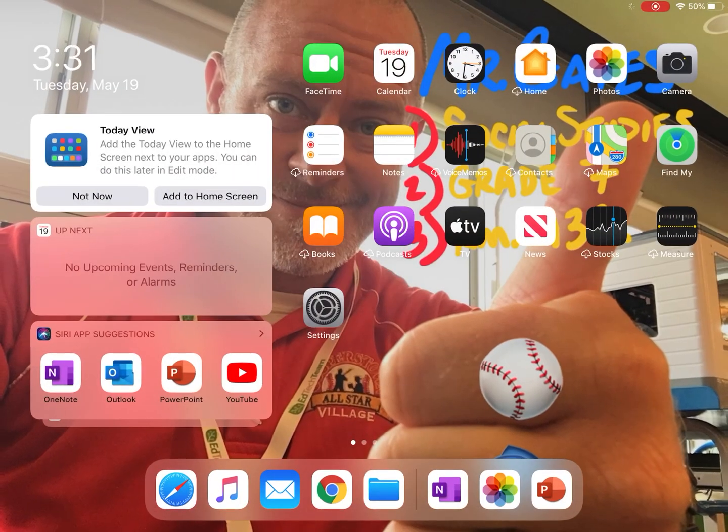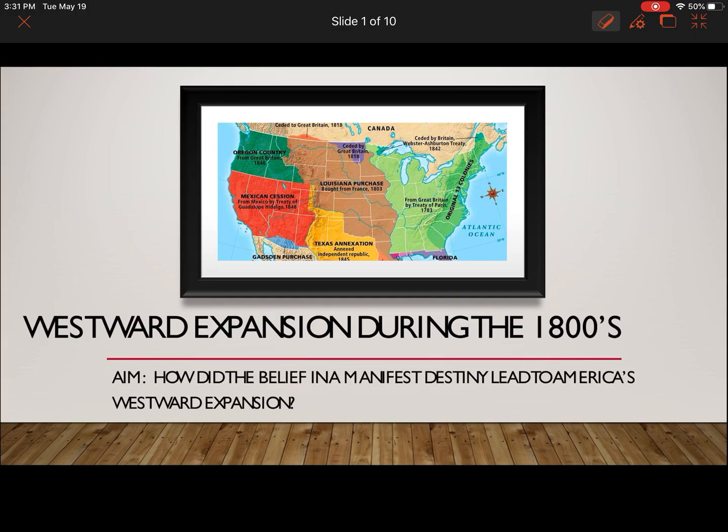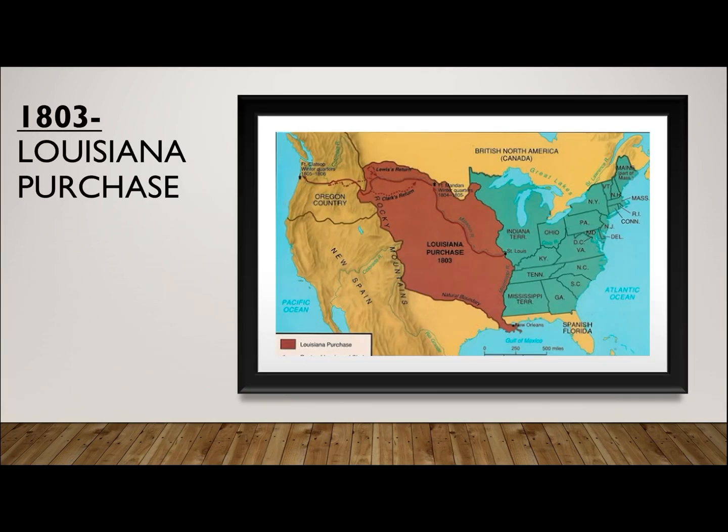So let's get started. All right, the lesson begins with talking about Westward Expansion. You can see the map in the background there. We're going to talk about all of those territories today and how this belief in a manifest destiny led to America's westward expansion. So let's begin by talking about what manifest destiny was all about.